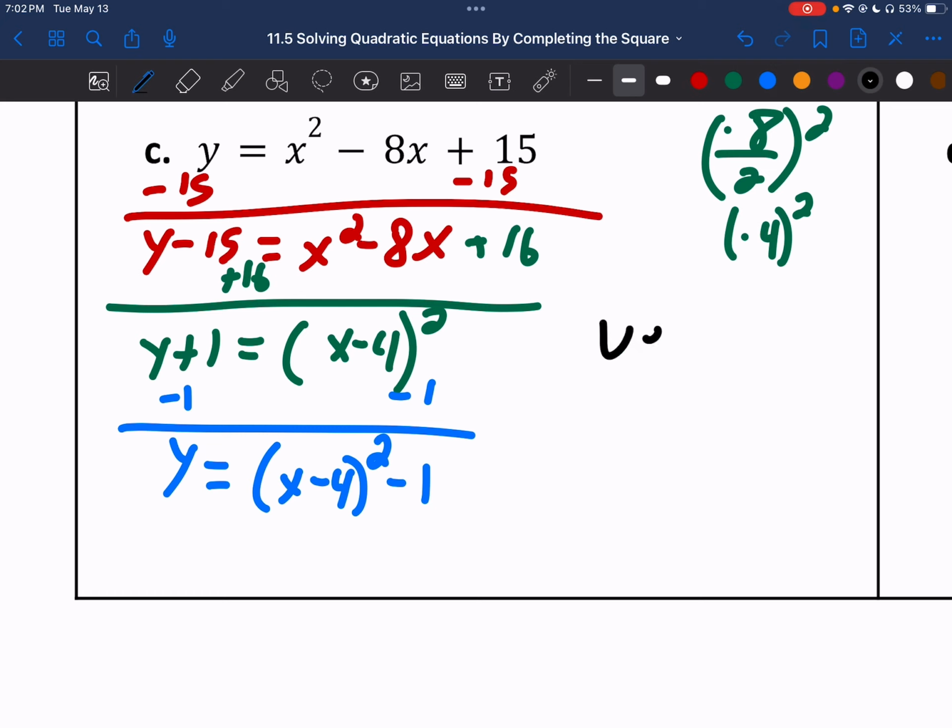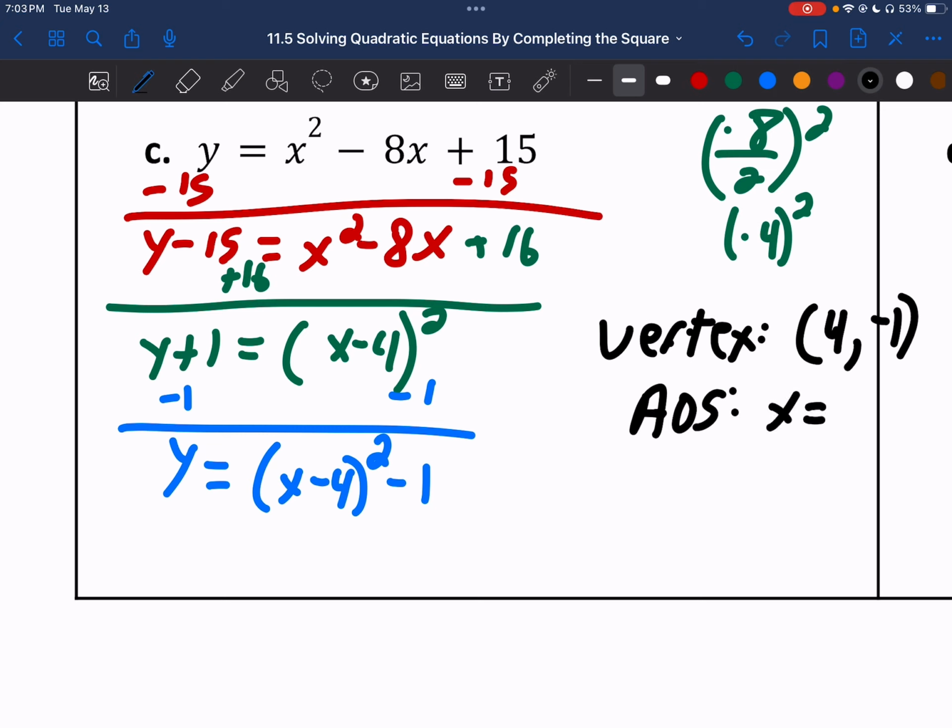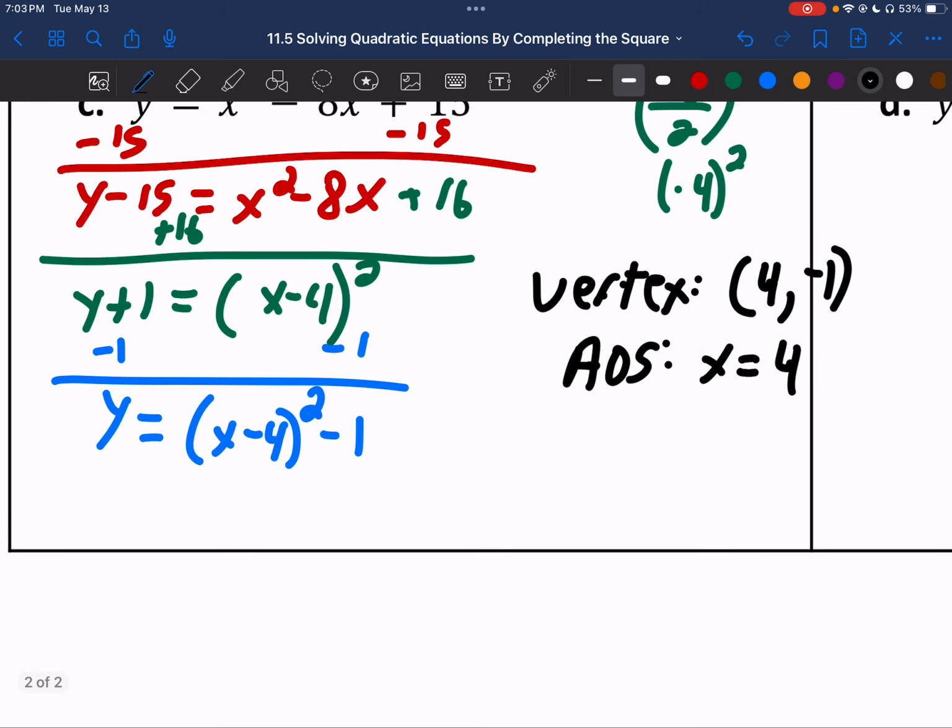So what do I know? My vertex is going to be at positive 4, negative 1. So we're going to move 4 to the right, and we're going to move down 1. All right. My axis of symmetry is going to be x equals the x coordinate of my vertex, x equals 4. And now I'm going to take that green step.